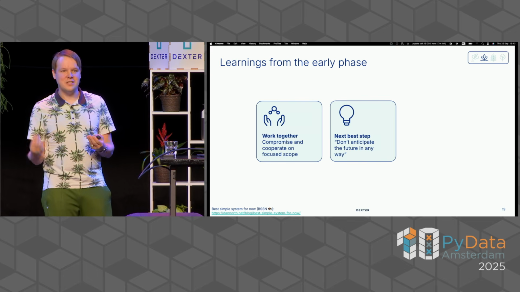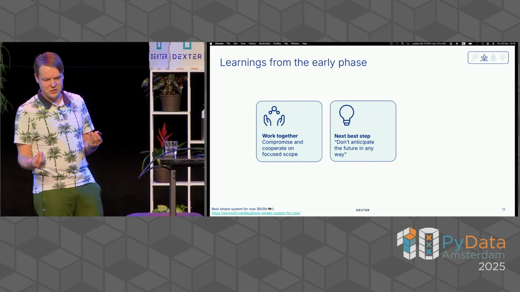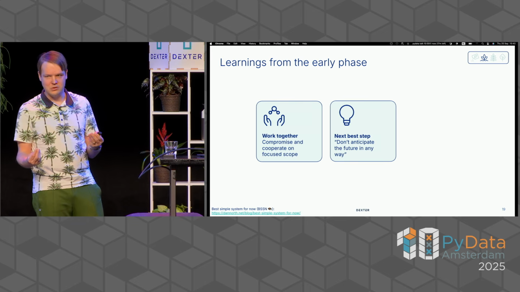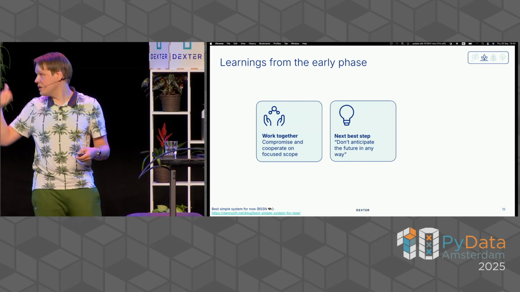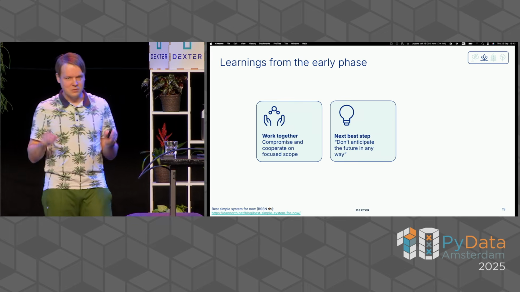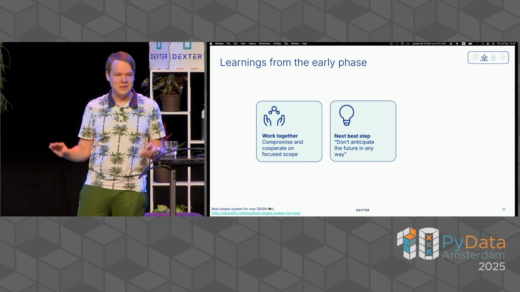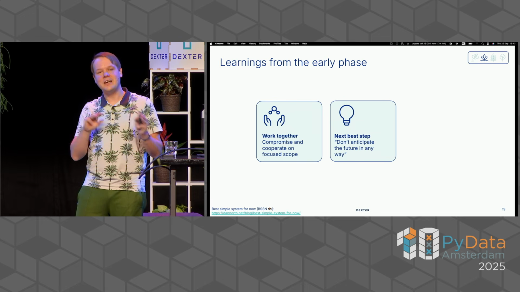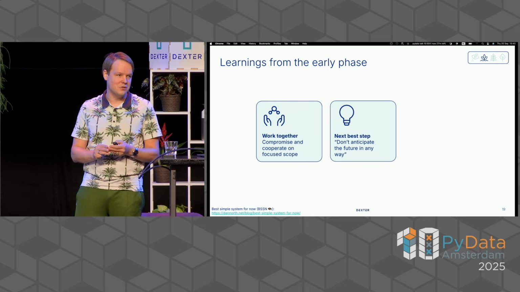There is a fantastic article around this called The Best Simple System for Now, or BSSN, by Dan North. There's a link on the slide. I recommend you all, for bedtime reading, read that and read it again in 3 months, and then after 3 months again, because you will have forgotten it.